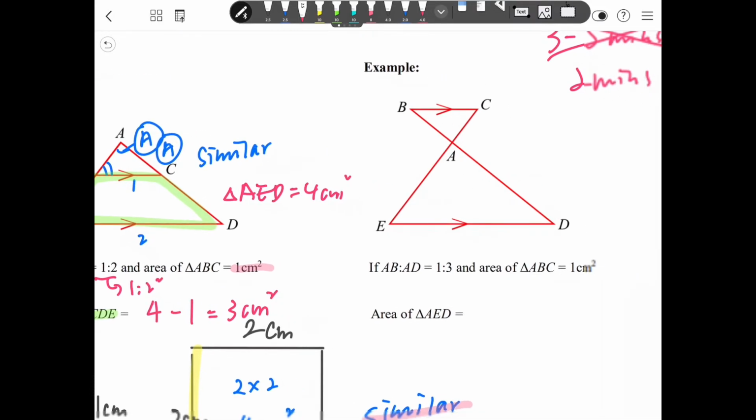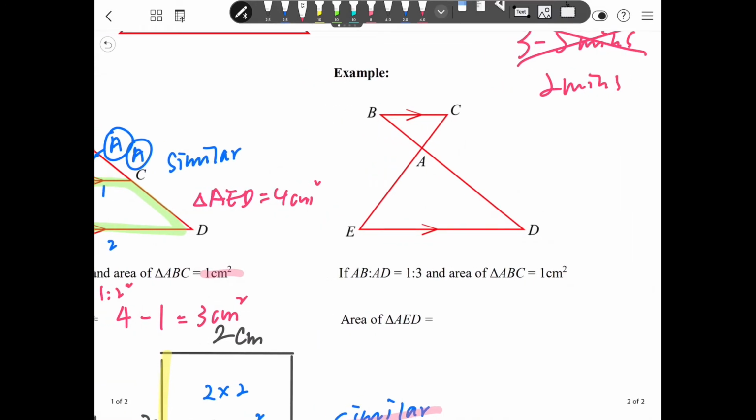Okay, next type. In this one, if I say AB to AD is 1 to 3, then this area would be 1 cm square.